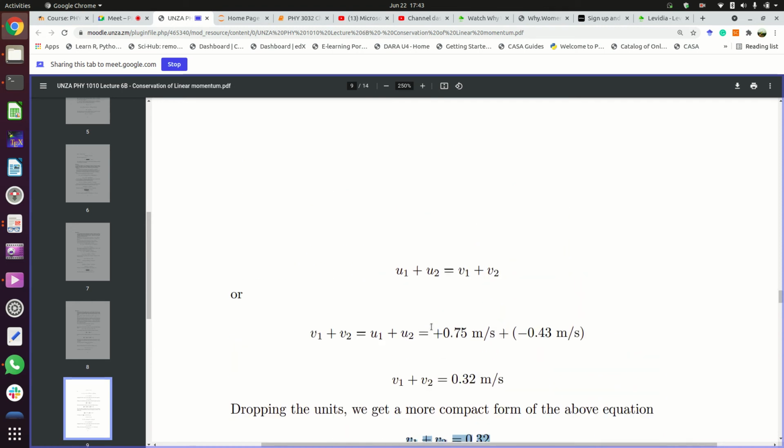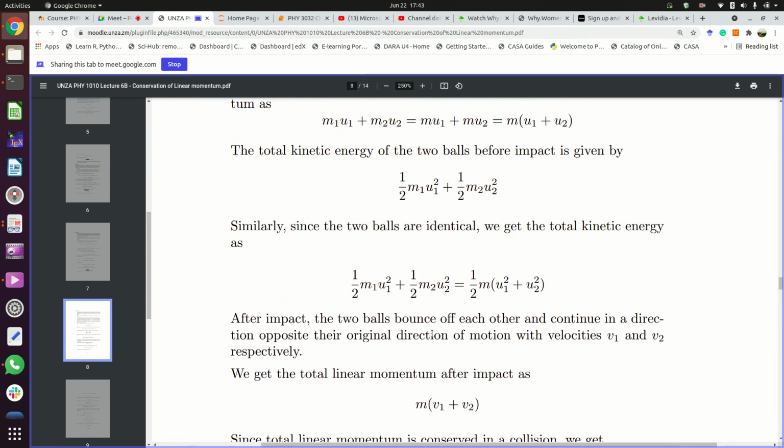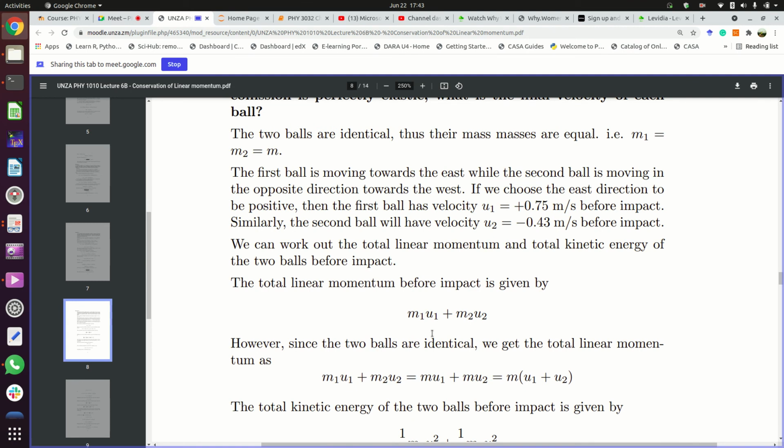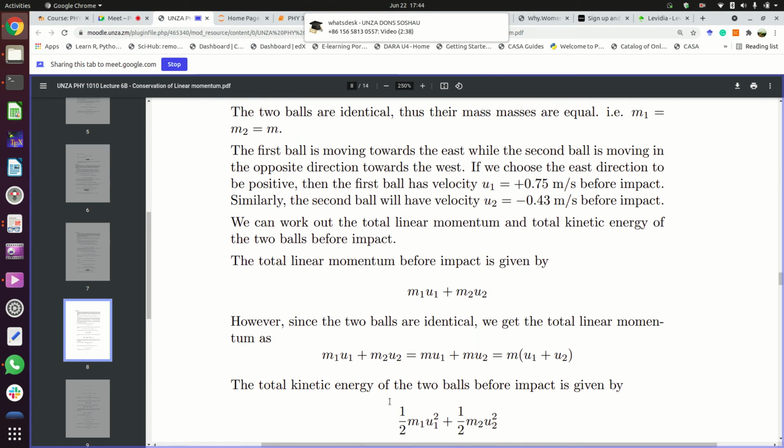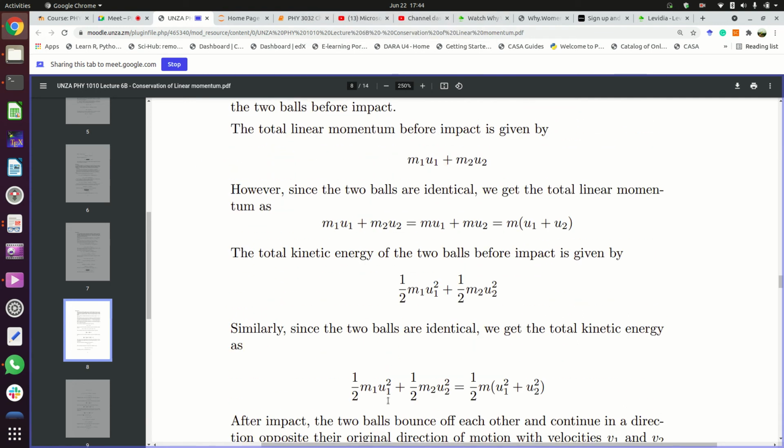So the other thing we need to do is, we are told that the collision is perfectly elastic. Now, when you have a perfectly elastic collision, it means that the total kinetic energy before the collision happens and the total kinetic energy after the collision happens have to be the same. So now that we know the velocities of these balls before they collide are U1 and U2, and after the collision are V1 and V2, we can use this information to work out the total kinetic energy before the collision and also the total kinetic energy after the collision.